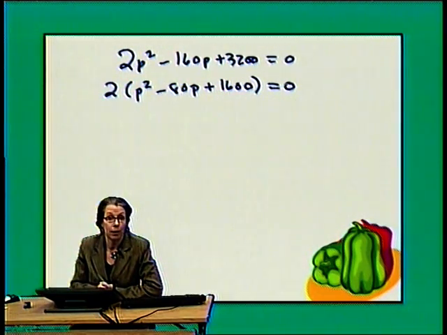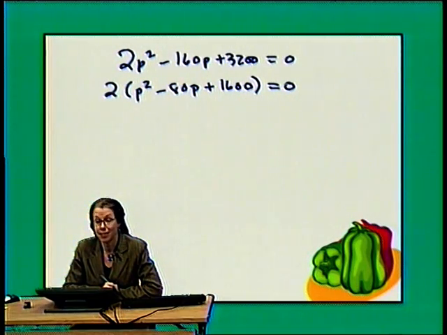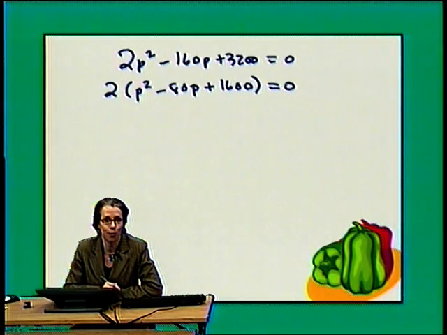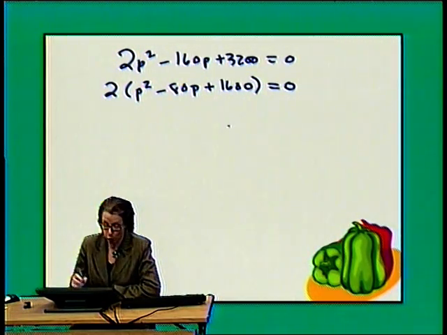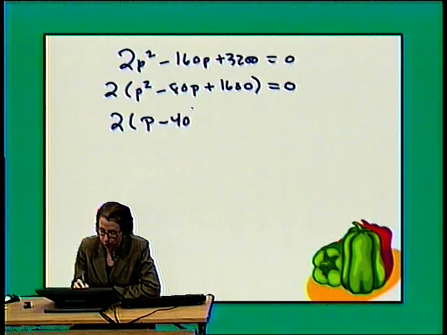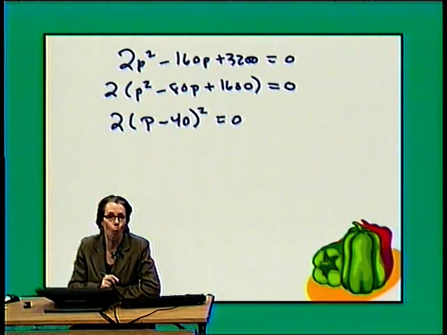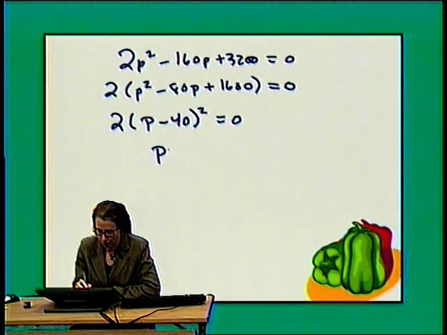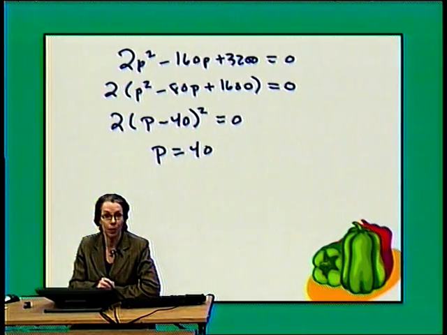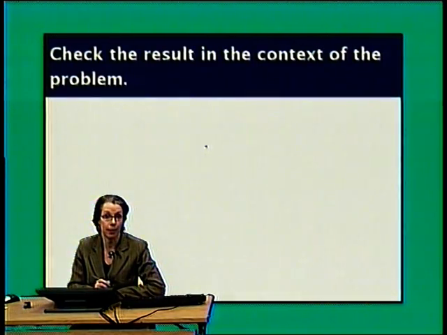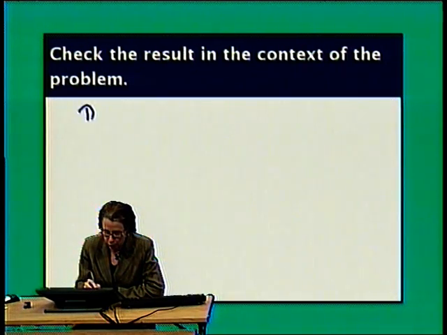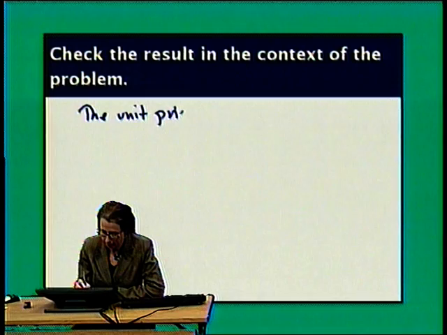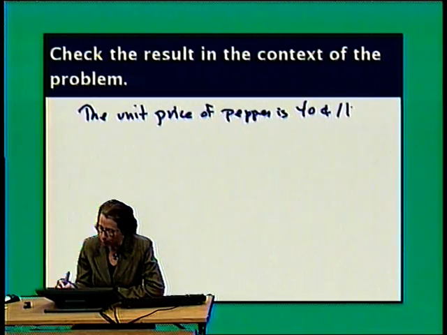And now, factoring that trinomial, one of the things I noticed is that 1,600 is a perfect square, and in fact, when I factored out that 2, that made me kind of happy. 1,600 is 40 squared, and 80 is twice 40. I have a perfect square trinomial, which factors into p minus 40 quantity squared. So there's just one solution to this quadratic equation. The solution is p equals 40. But I want to check in the context of the problem. So in this case, the unit price of peppers is 40 cents per pound.